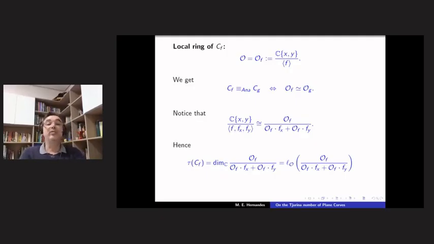And using the notation of the local ring, we can rewrite the quotient ring by the extended Jacobian ideal in terms of the local ring, with the Jacobian ideal generated as an OF-ideal. So the Tjurina number can be computed as the length, as a C-module, of the quotient of OF by the Jacobian ideal generated as an OF-ideal.